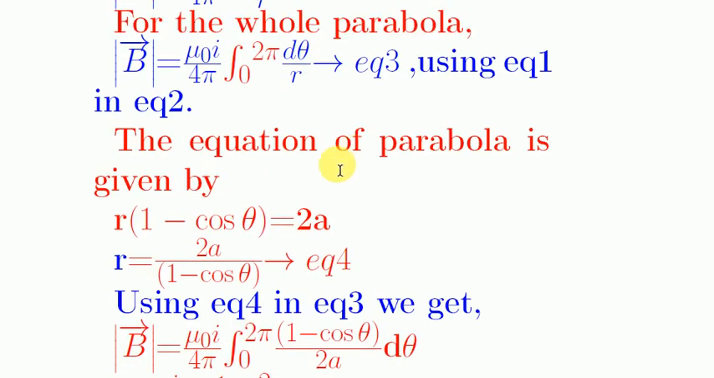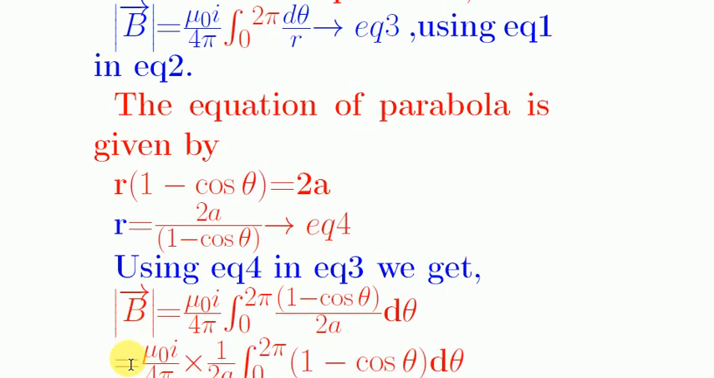Now if we use equation 4 in equation 3, then we can replace this r in equation 3 by the term 2a by 1 minus cos theta. So using equation 4 in equation 3, we get mod of B equal to mu 0 I by 4 pi integration 0 to 2 pi of 1 minus cos theta by 2a times d theta.